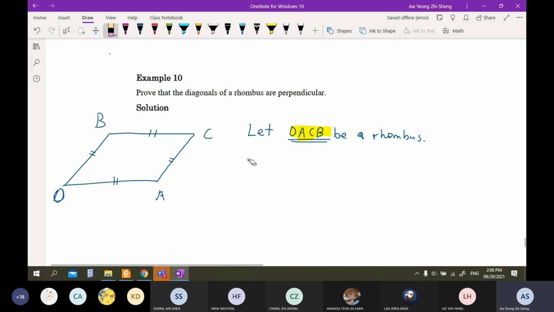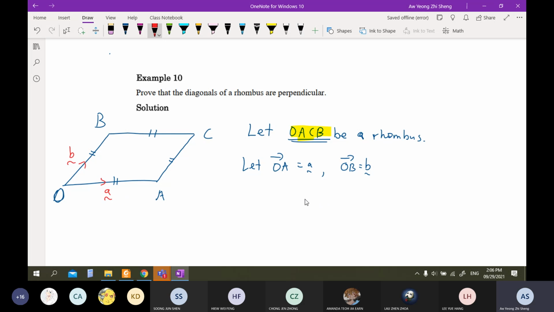Now I want to introduce some small letter vectors for easier proving later. I let OA be the vector A. I let OB be the vector B. You can of course also let OC be the vector C, but I'm not going to introduce the small letter c because I want to minimize the number of small letter vectors involved. I just introduce small letter A and B. So A points this way, B points this way.